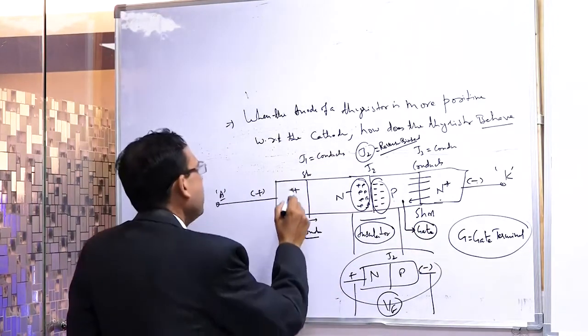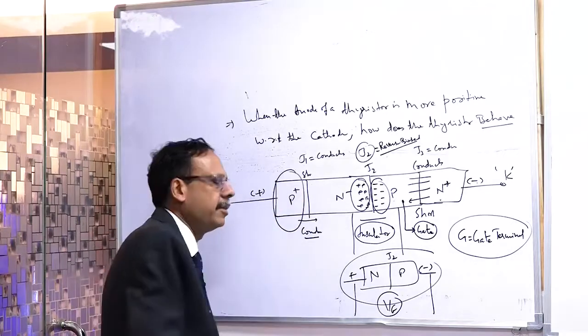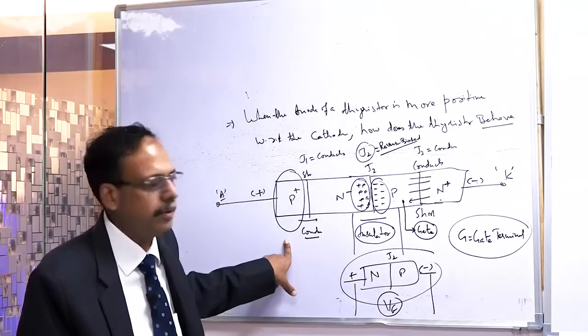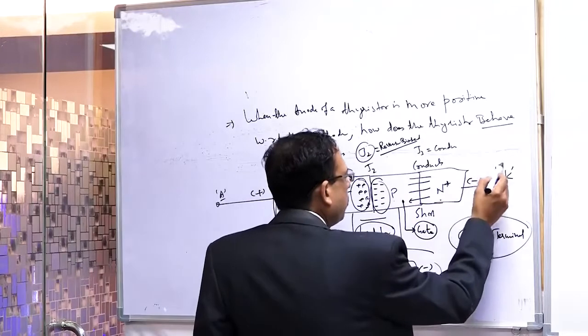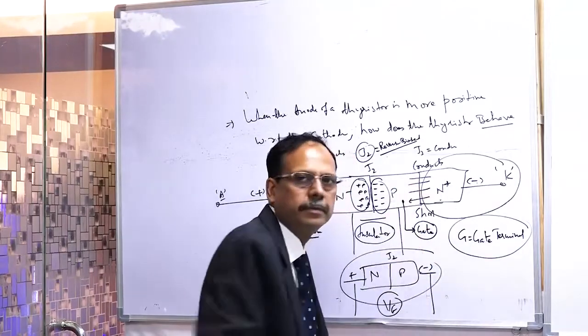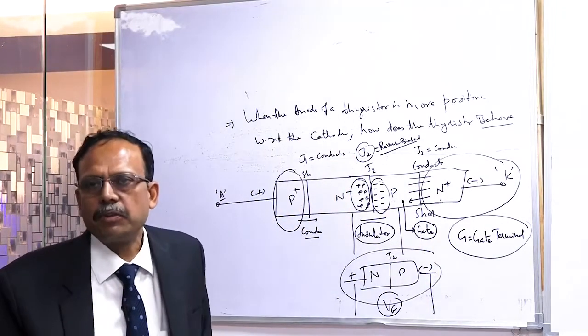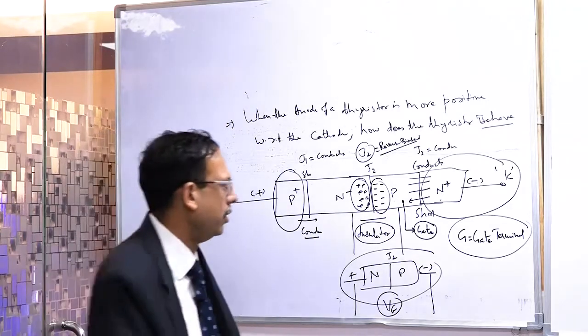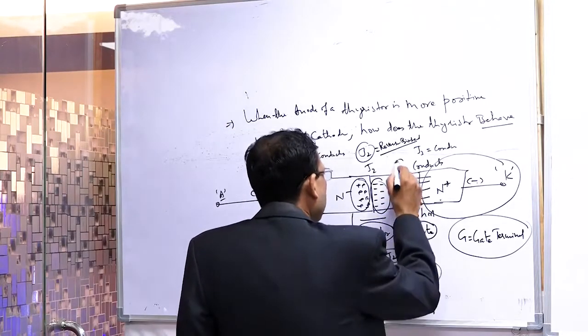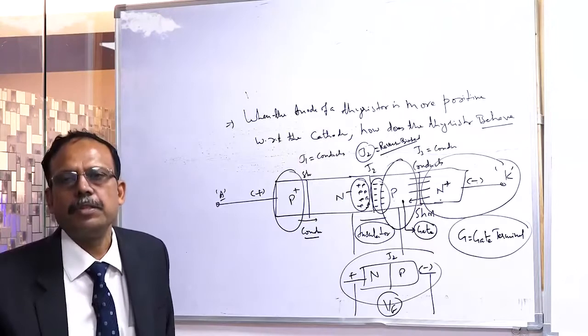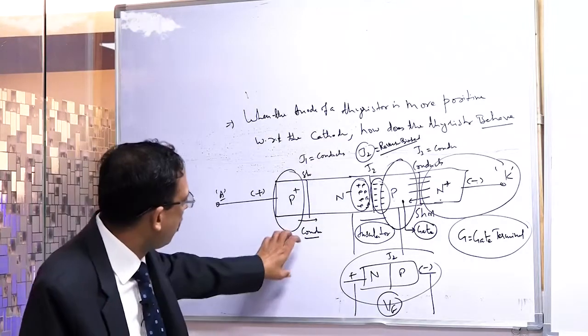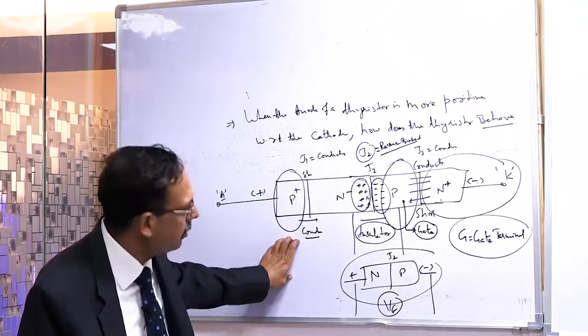So what is this terminal called? P plus is called what? Anode. N plus is called what? Cathode. This is called what? This is called the anode. This is called the cathode.